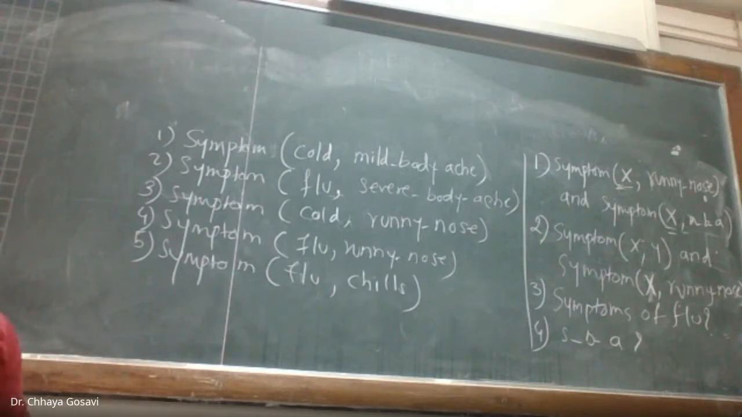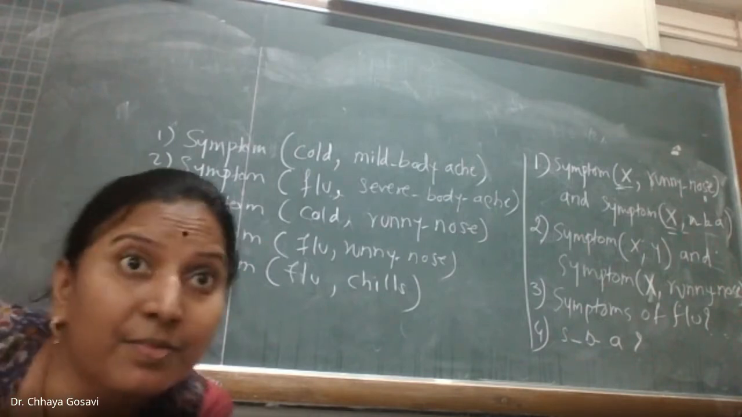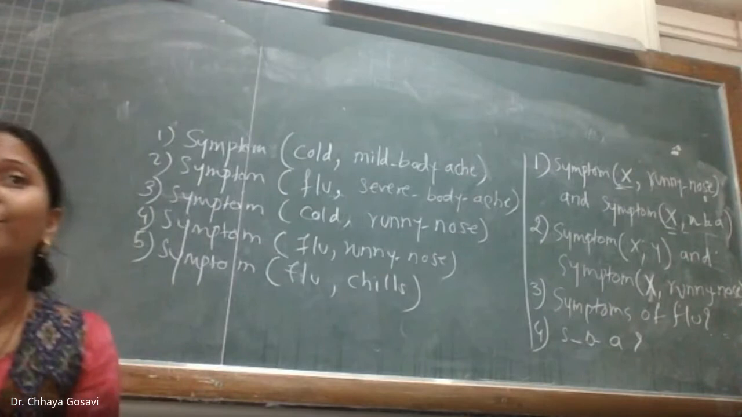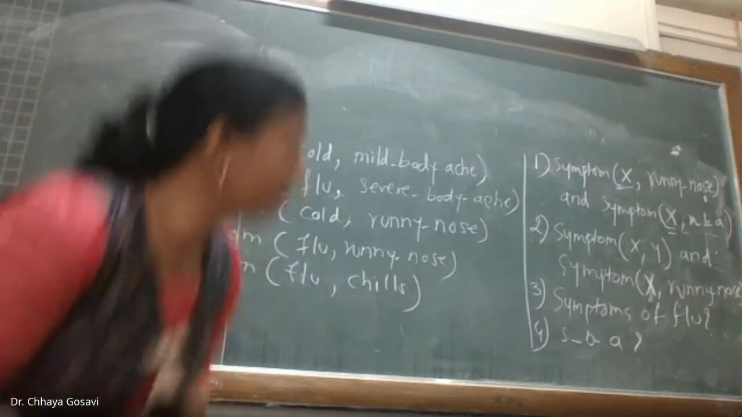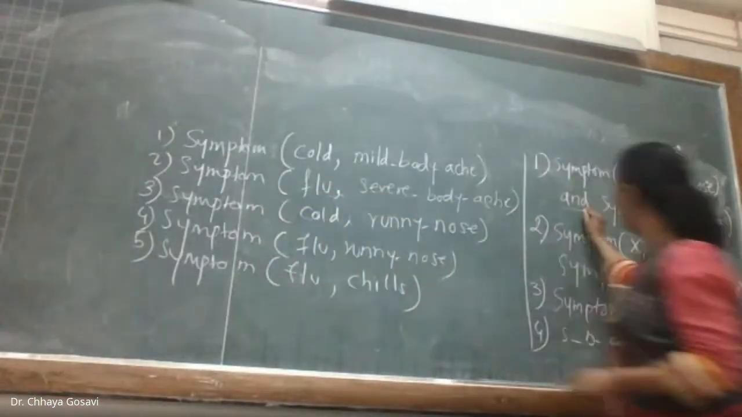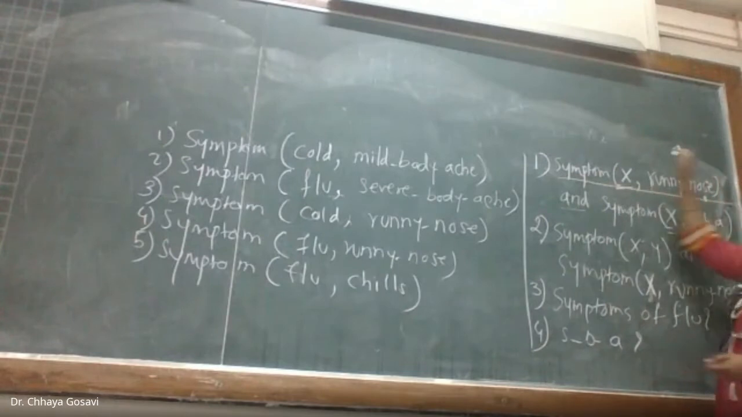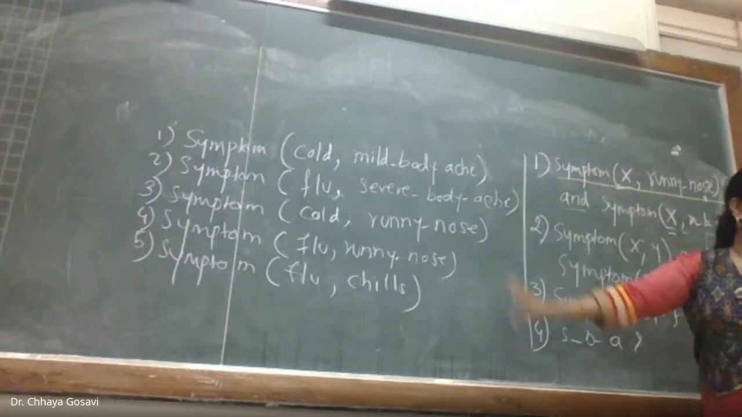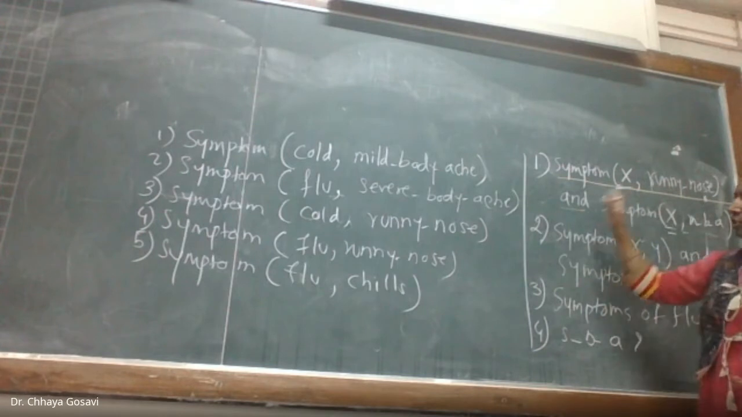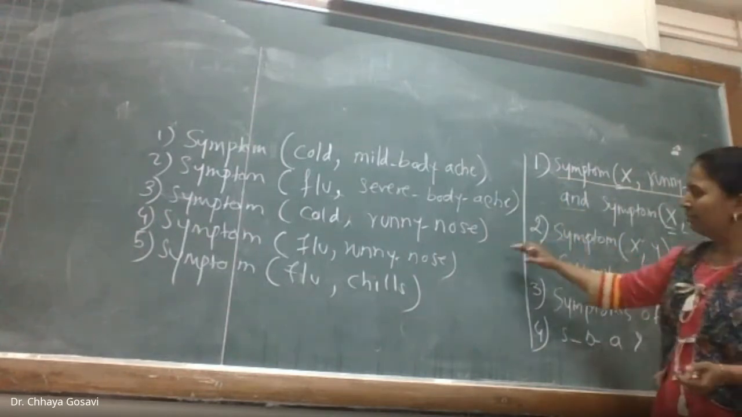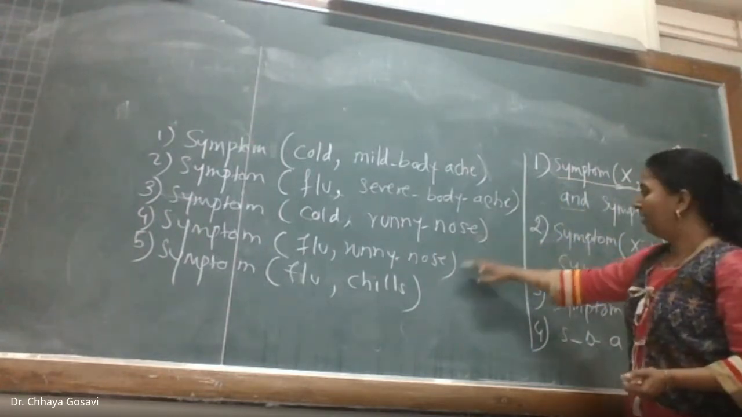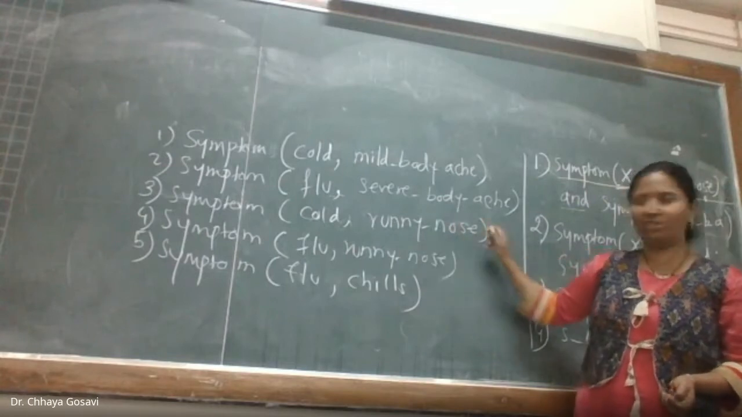What is the answer of the first query? Cold. How do you find out? So how to define that? First you have to map this query with the facts. So for running nose, you have two facts which are matching.